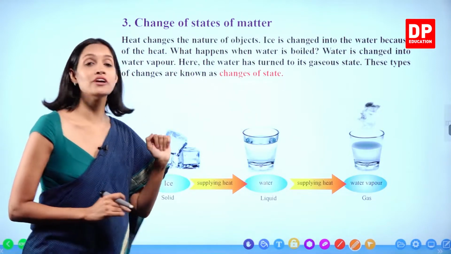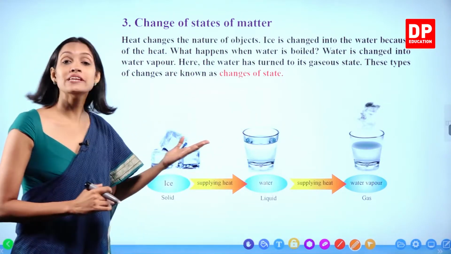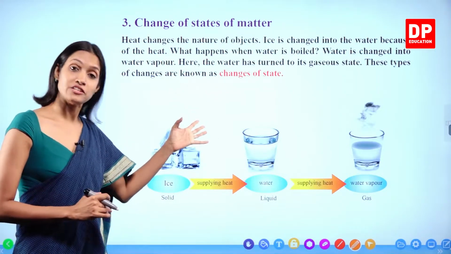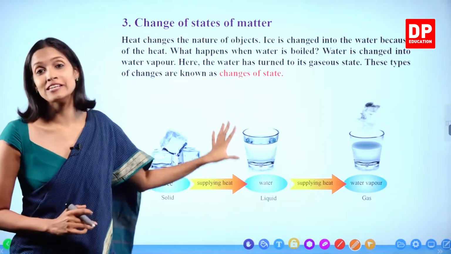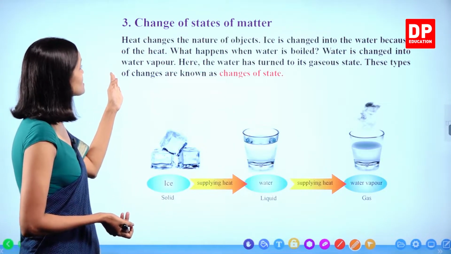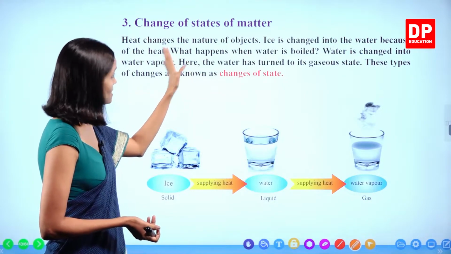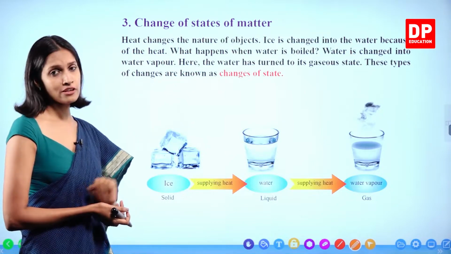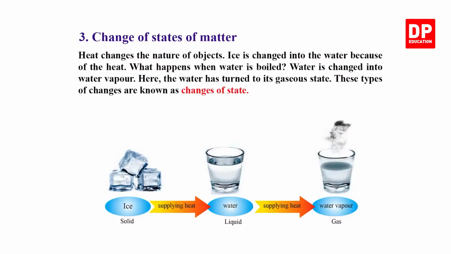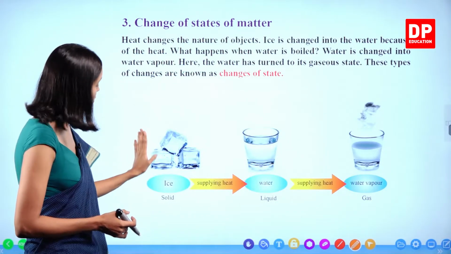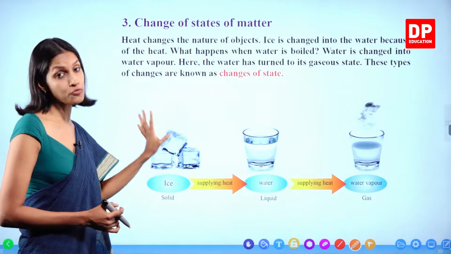Under this one, we are going to learn that when heat is provided, matter can change from one state to another state. Okay, let's go through this. Heat changes the nature of objects. Ice is changed into water because of the heat. Look at this picture, children. Ice, water and water vapor. Ice is a solid substance. Ice is the solid form of water.